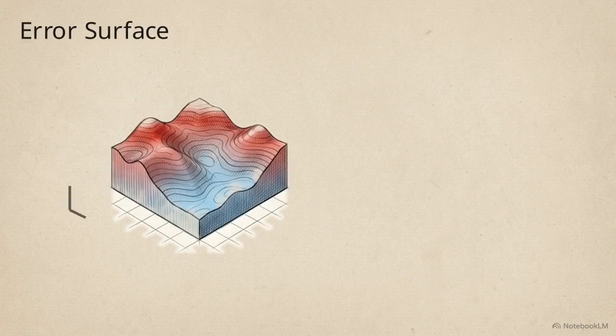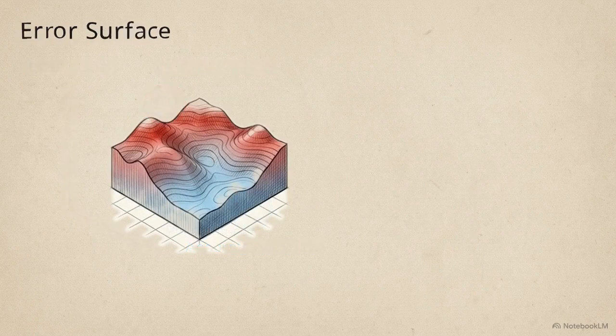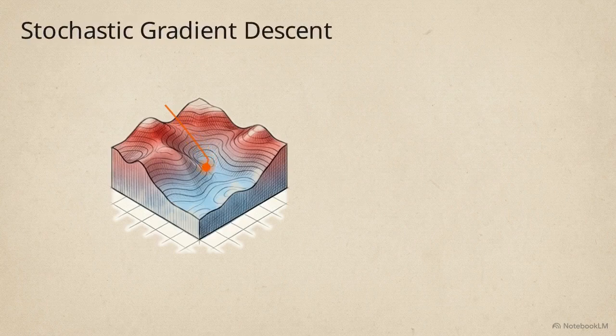This landscape is an error surface. It provides a visual map of the network's mistakes. The peaks represent high error rates, while the deepest valleys represent the most accurate mathematical solutions. To find the bottom of this map without human help, networks use gradient descent. It calculates the steepest downward slope at the network's current position, automatically nudging the parameters toward a more accurate result.